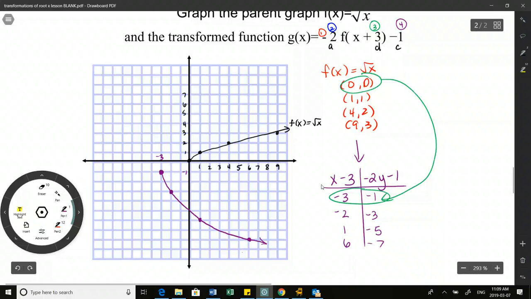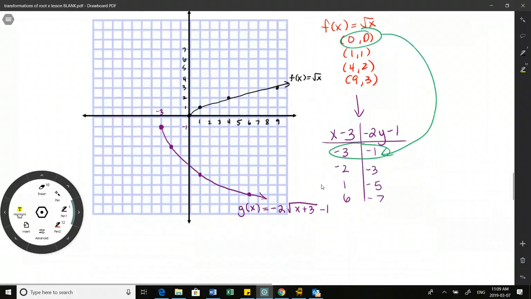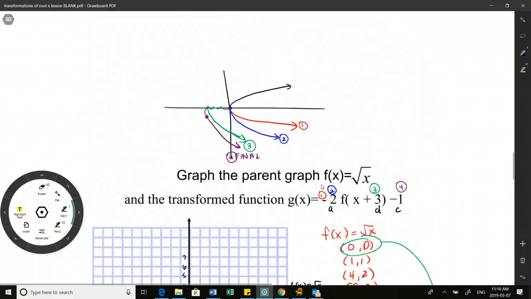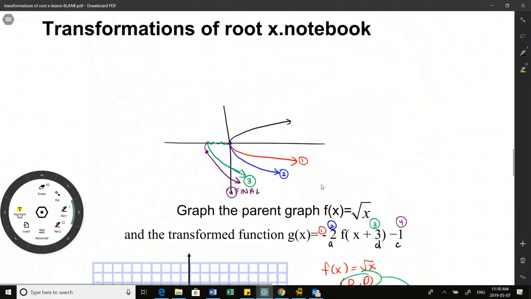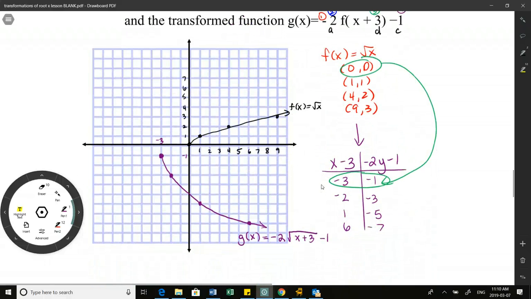And then final equation. We've got negative, remove the f, and root over the whole bracket. And the -1 should be on the outside of that root. Okay, that looks actually pretty similar to the one that we drew above. Looks pretty good.